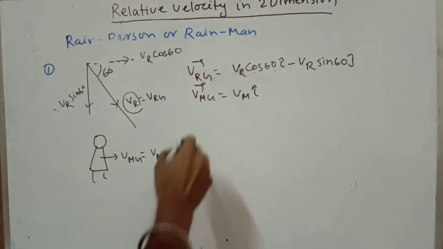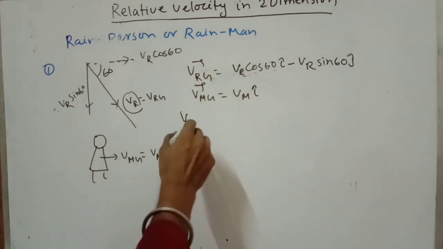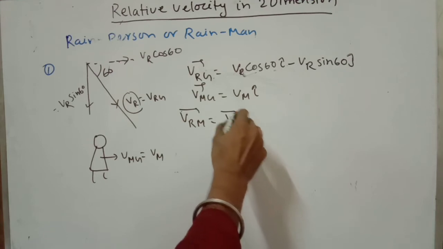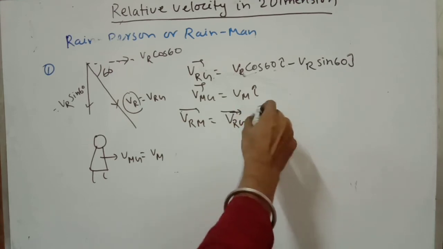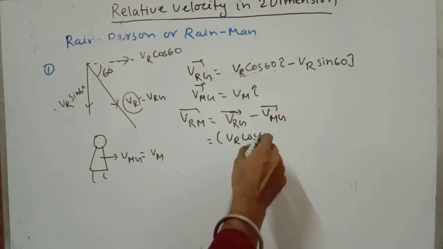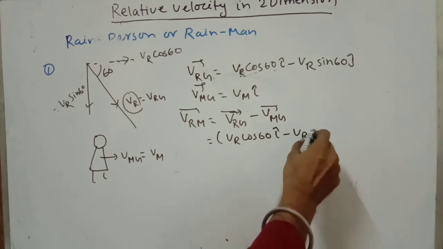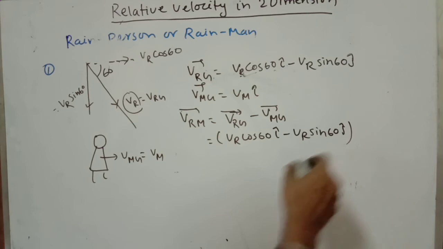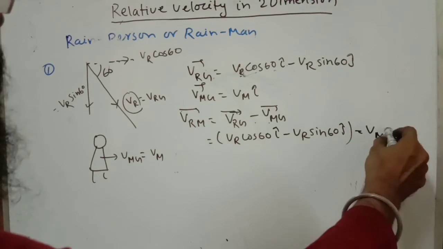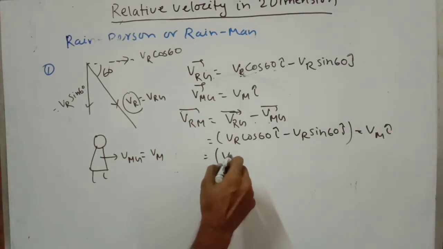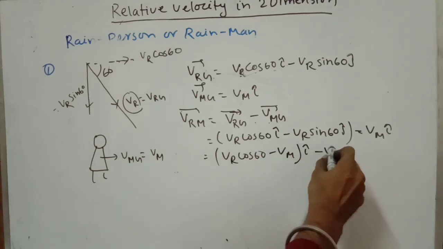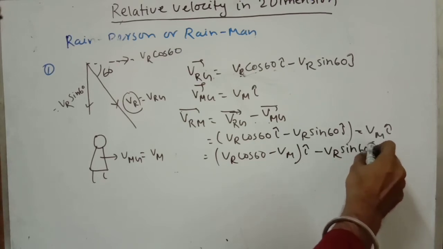After that, we are going to find the velocity of rain with respect to man. It is the velocity of rain with respect to ground minus the velocity of man with respect to ground. The velocity of rain with respect to ground is Vr cos 60 i minus Vr sin 60 j, and the velocity of man with respect to ground is Vm i cap. So we get Vr cos 60 minus Vm i cap, minus Vr sin 60 j cap.